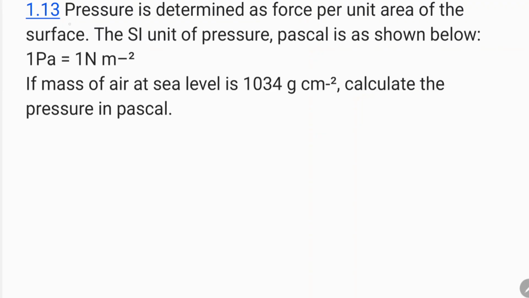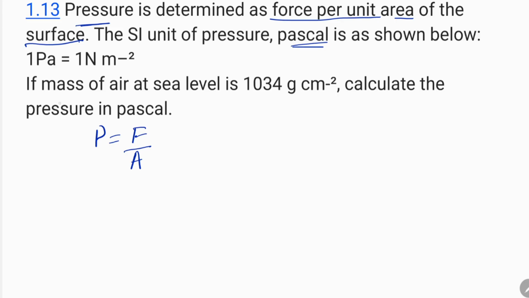That is, we are going to do question number 13 from the exercise of chapter 1 from class 11. This question states that pressure is determined by force per unit area of a surface. Pressure is force upon area. The SI unit of pressure is Pascal, which is given below. 1 Pascal is equal to 1 Newton meter inverse square.